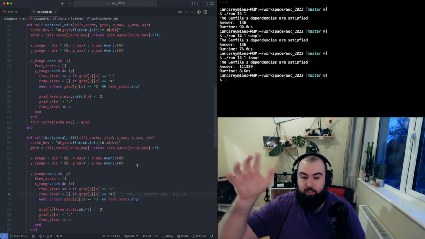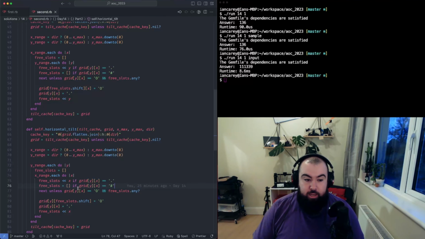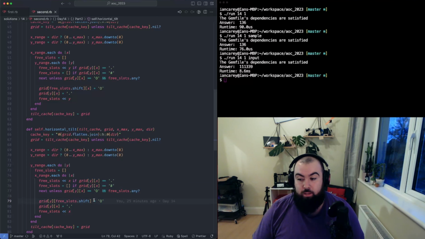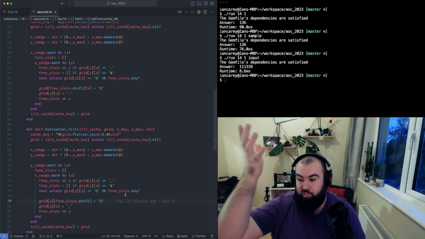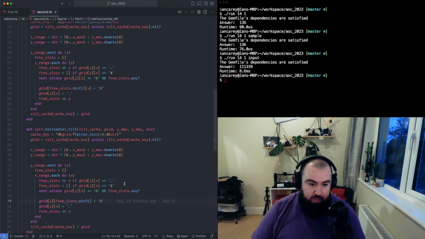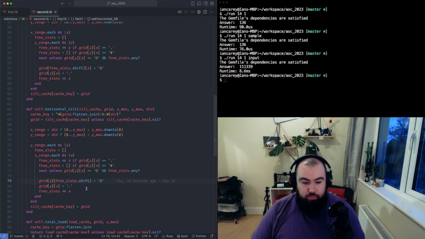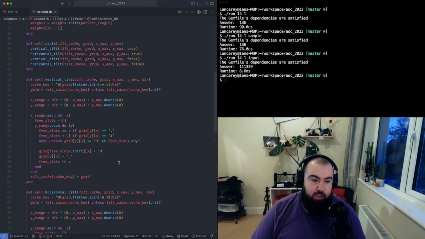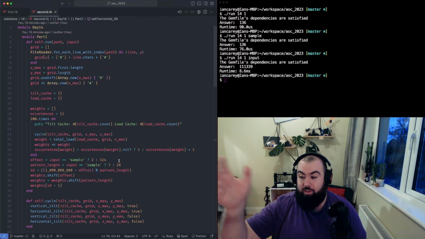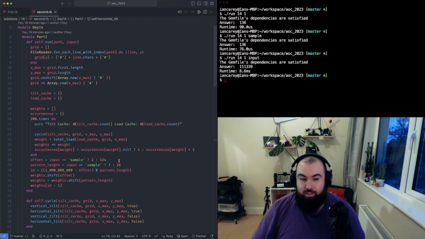And then the tilt is changed by basically the only difference in the tilt is which index you're looking at to store the free slots, in the way I've modeled it anyway. But I'm fairly certain I could actually refactor that to all be the same. But anyway, doesn't matter. Let's move on. So we know we can simulate our tilts now, so that's fine.